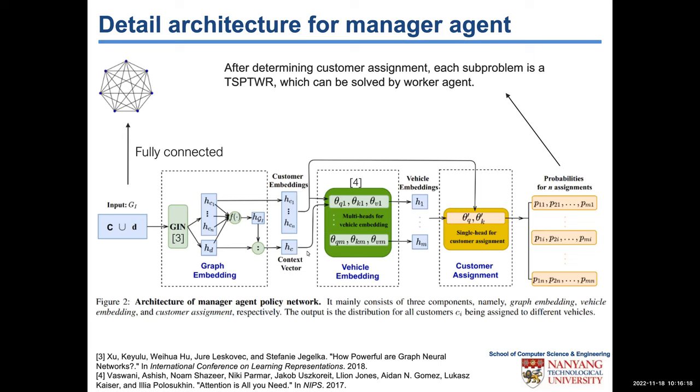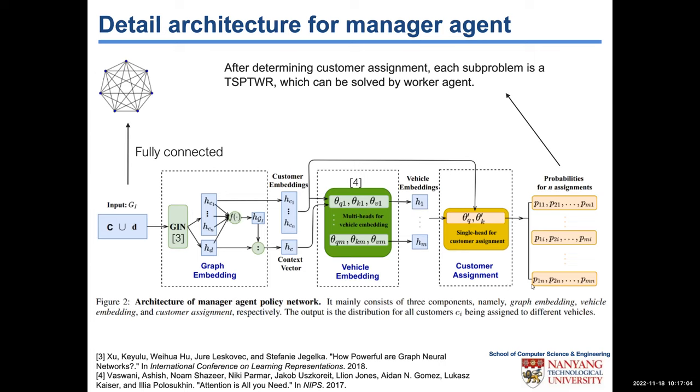And then we pass this to a second module, which is the vehicle embedding module. This module is based on self-attention. Briefly, what this module does is learn the vehicle embeddings. It will jointly consider the embeddings of the customers and the embedding of the context to learn the embeddings of the vehicles. And after we get the embeddings of the vehicles and the embeddings of the customers, we are at the third module, which is the customer assignment module, which will assign the customers to each vehicle.